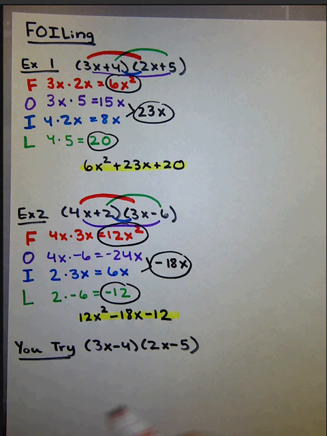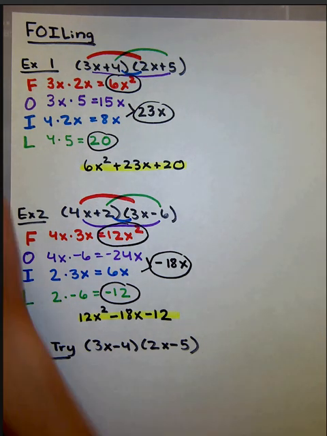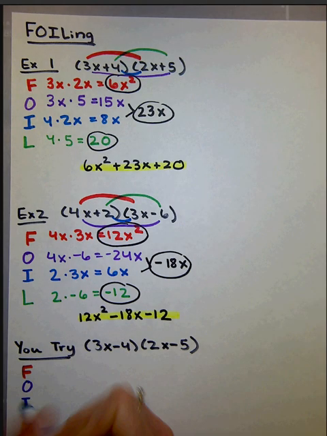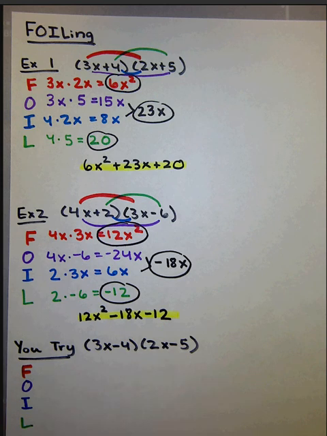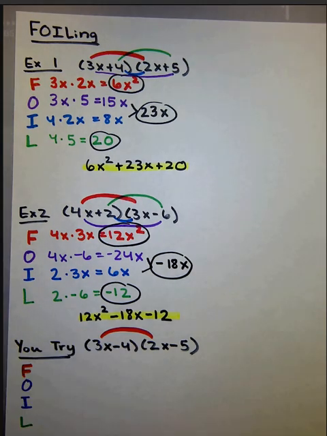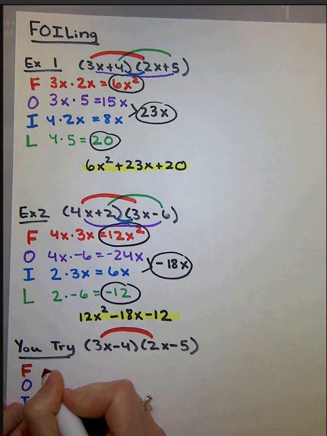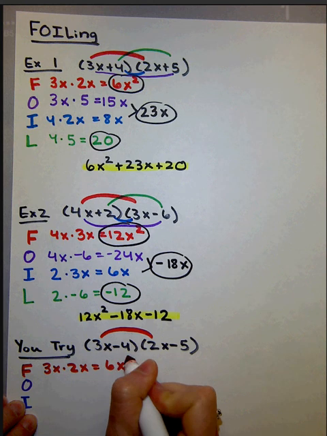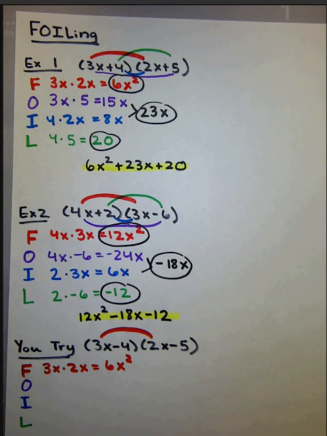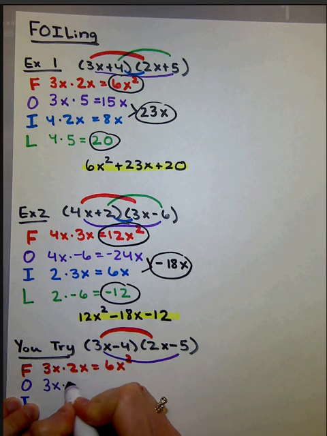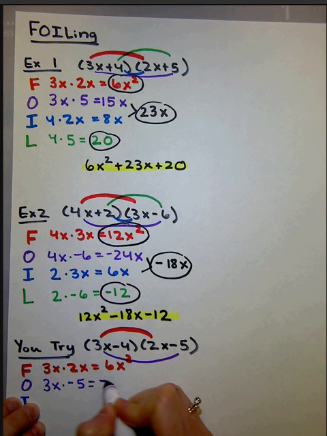Okay, welcome back. So again, I need to use FOIL. So I'm going to write down FOIL. And I'm going to go ahead and go through this. So F stands for first one in each set of parentheses. 3x times 2x is 6x squared. Now I'm going to do the outside, which is 3x times negative 5, which is negative 15x.